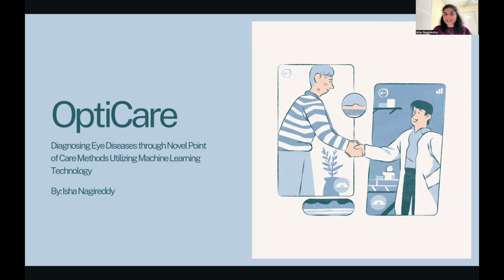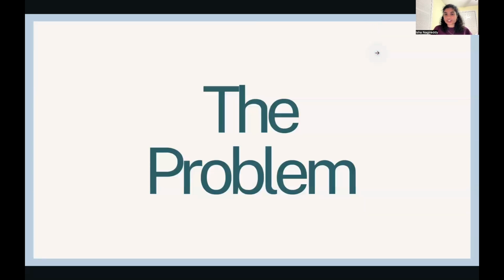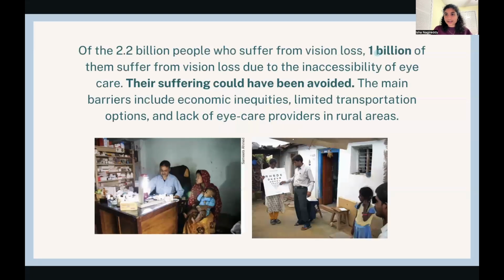OptiCare is a mobile application that helps in the diagnosing of eye diseases through novel point-of-care methods utilizing machine learning technology. So what exactly is the problem that OptiCare aims to help solve?